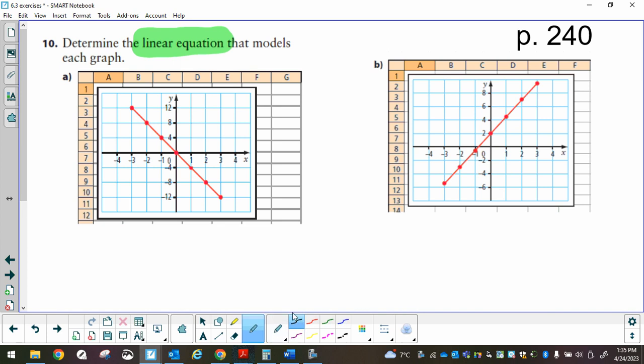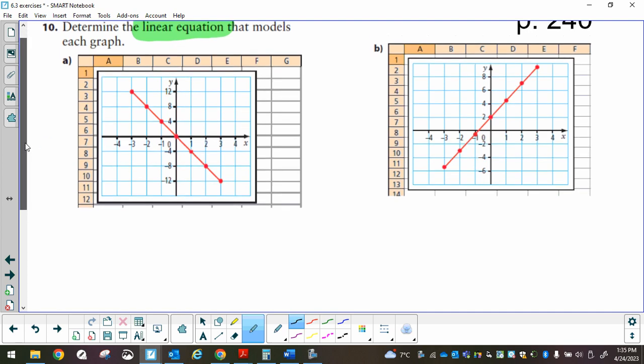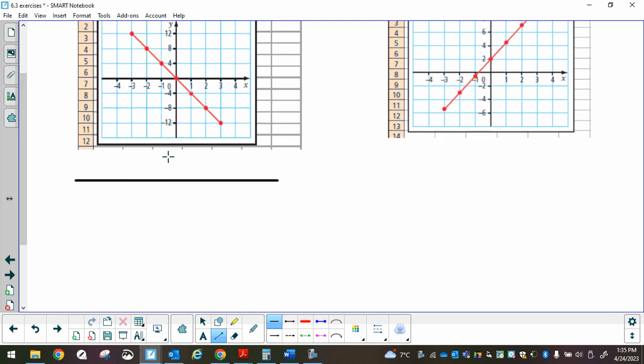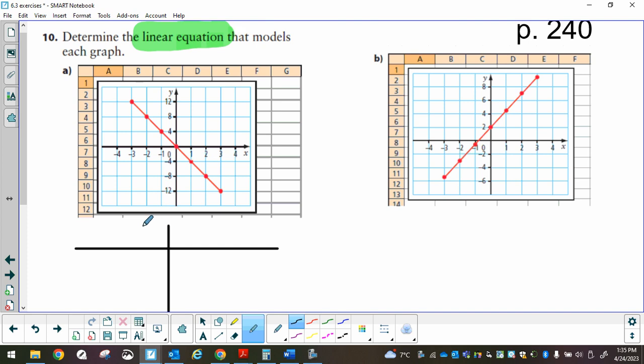Okay, and if you remember back to the start of this chapter, we can only build an equation easily from a table of values. Now there's other ways to do it, and next year they're going to show you ways to pick it all off the graph, but for our purposes this year, we want to make a t-table. So we have x and y here, and you have to pick the points off of the graph. And then once you have the points written in, you can come up with your equation.